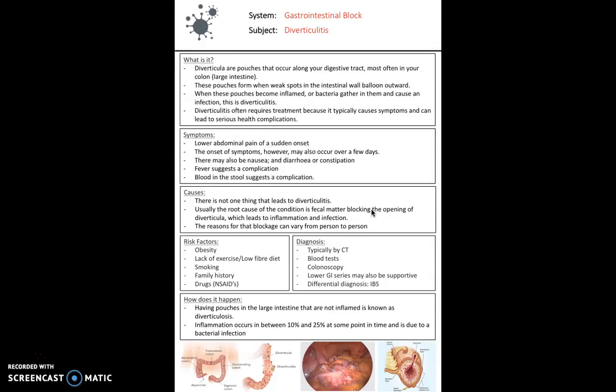Typically, the risk factors for diverticulitis include obesity, lack of exercise and a low-fiber diet, smoking, family history and drugs, so particularly non-steroidal anti-inflammatory drugs. And essentially, remember, having pouches in the large intestine is known as diverticulosis, and only when they become inflamed is it known as diverticulitis. So it's that inflammation again with that itis, essentially. And it actually occurs in between 10 to 25% at some point in time of people, and it's due to a bacterial infection, so it's inflammation of those pouches.